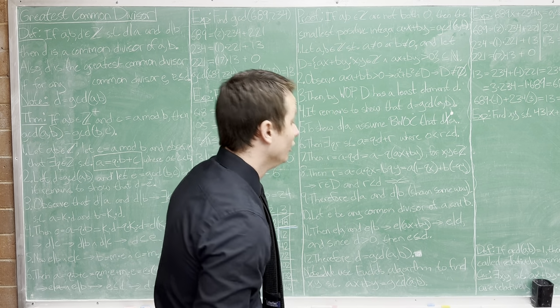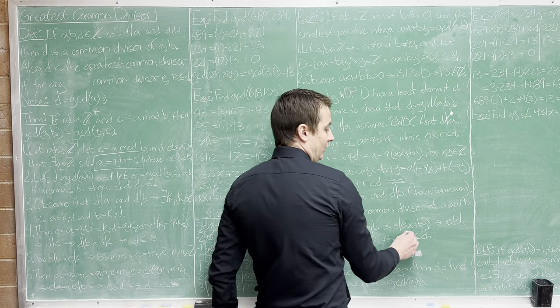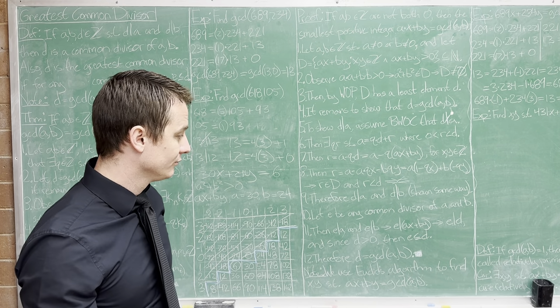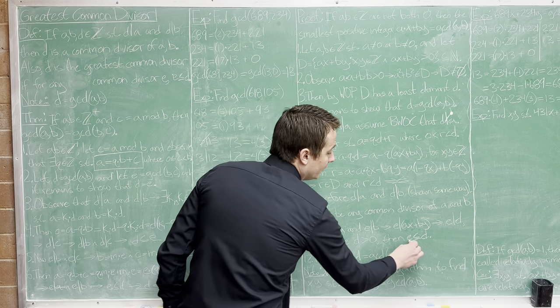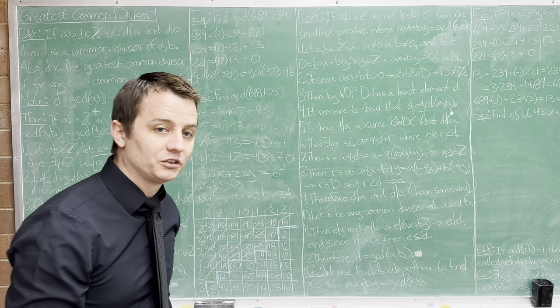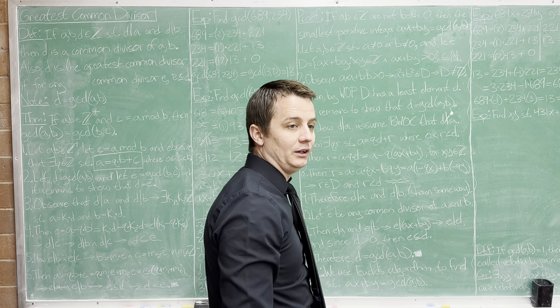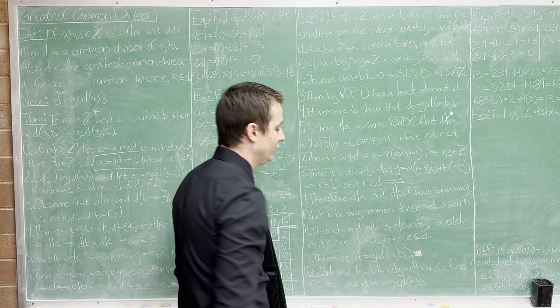So this right here is d. So then e divides d. Since d is greater than 0, all of its divisors are going to be less than or equal to it. So e is less than or equal to d, since it's a divisor of d. Therefore, d is the greatest common divisor of a and b.